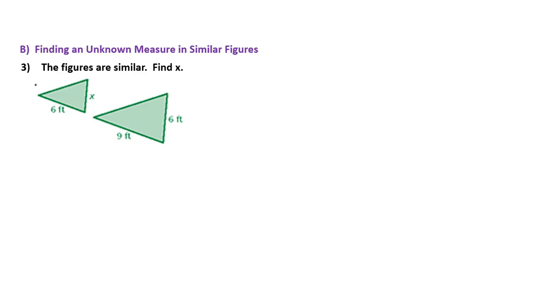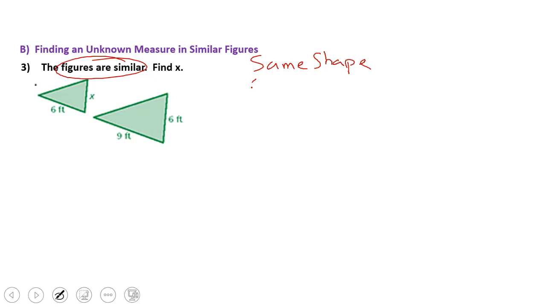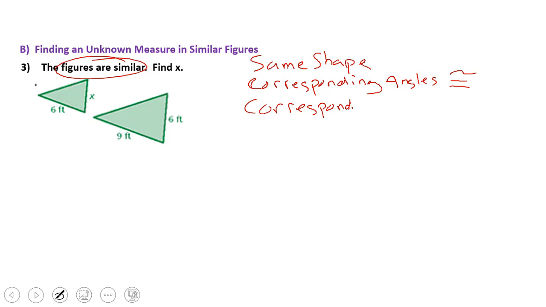So it says the figures are similar. They are similar, so that means we know something. If they are similar, we know: same shape, corresponding angles congruent, and corresponding sides proportional. We know it, so we're going to use that to find the missing side length x.